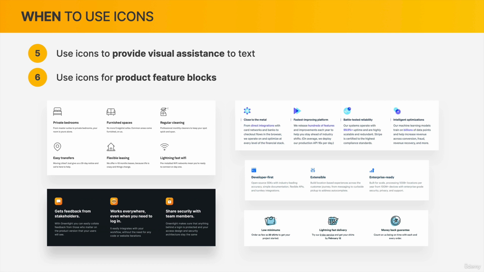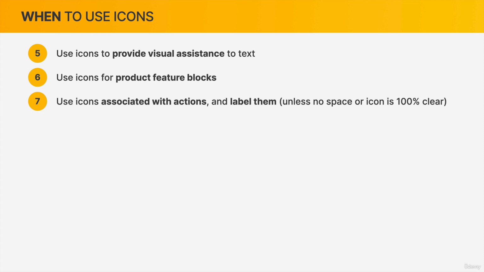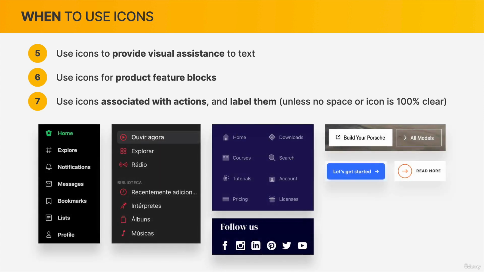So these days in modern web design, basically all websites have some kind of feature blocks like this, where they use some icons to provide visual information about each of their features. Now, another situation where icons are used all the time is together with actions. So for example, on buttons or on menus in web applications like Twitter or Spotify or many other applications that I'm sure you have seen. And once more, the goal of using icons in this situation is to provide visual assistance to the text.